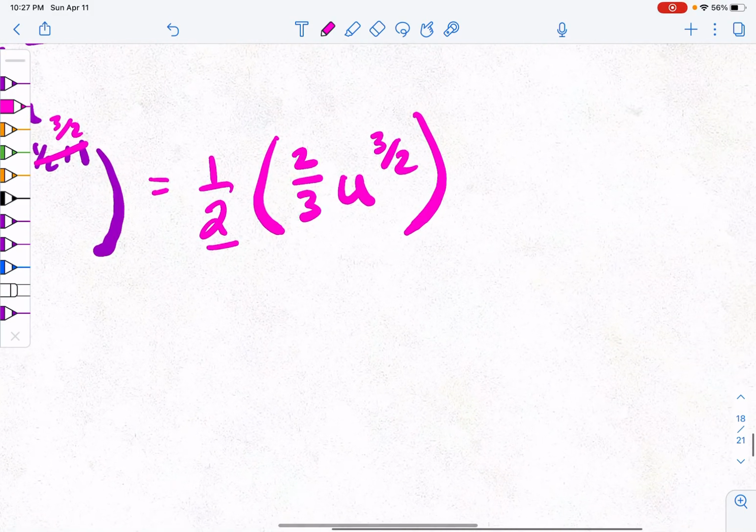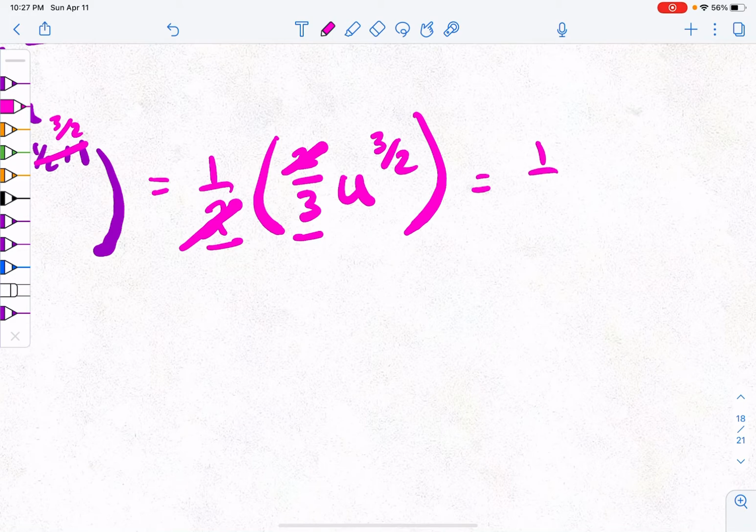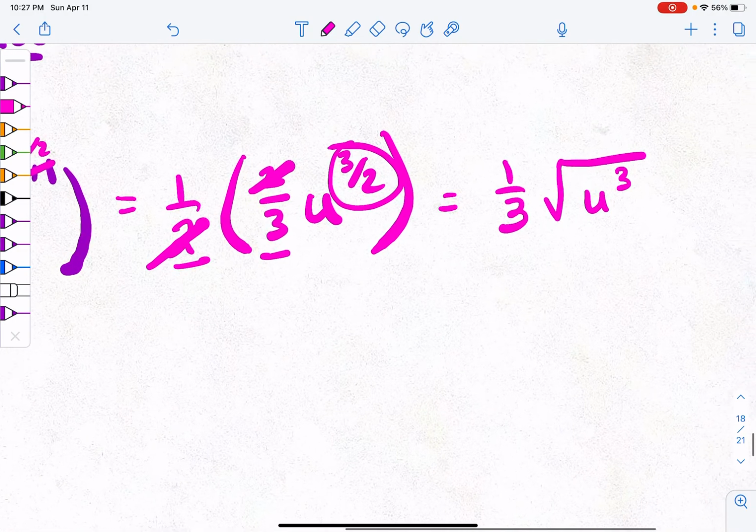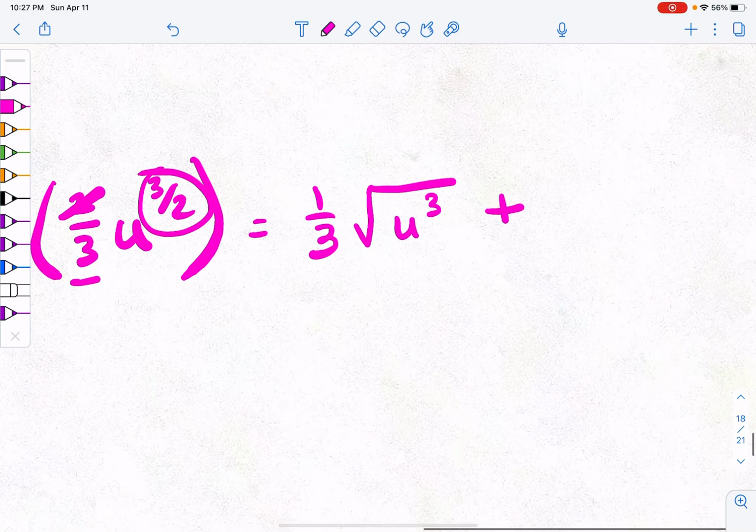And then the only other thing I can do is just multiply those two guys together. So 1/2 and 2/3, those 2's can cross out. So this just becomes 1/3 u to the 3 over 2 power. I'm going to rewrite him as the square root of u cubed, because that's what the 3 over 2 power does. Kind of like what we had up above. I need to have a plus c.